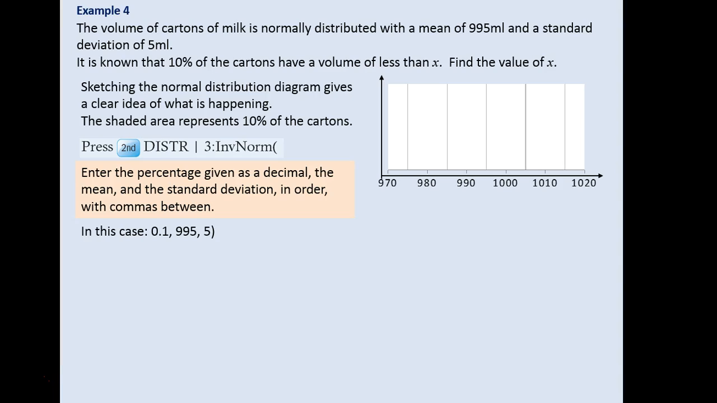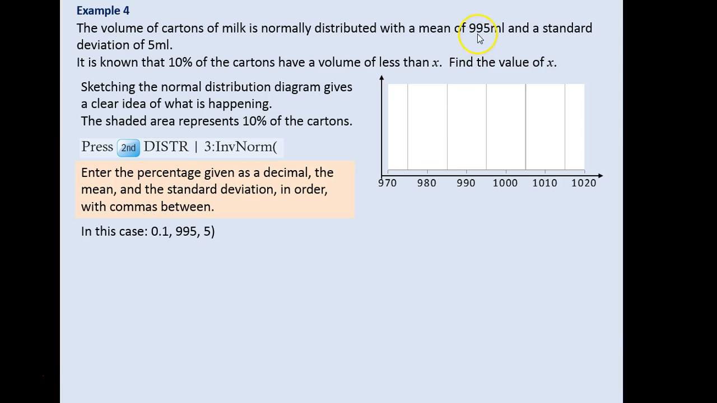We're still going to do this on the calculator though, so have your calculator handy as we go through this problem. Right here it says it's known that 10% of the cartons have a volume of less than X. Again, we don't know where the X value is. All we know is that there is 10% to the left of it. So that's going to place X somewhere in this neighborhood. We just don't know exactly where it would fall, but that's what we're trying to find, the X value.